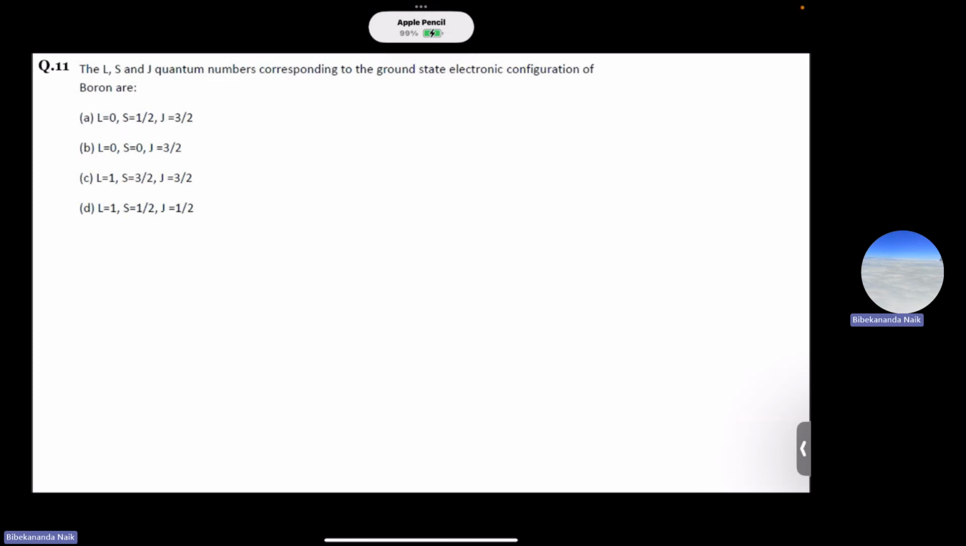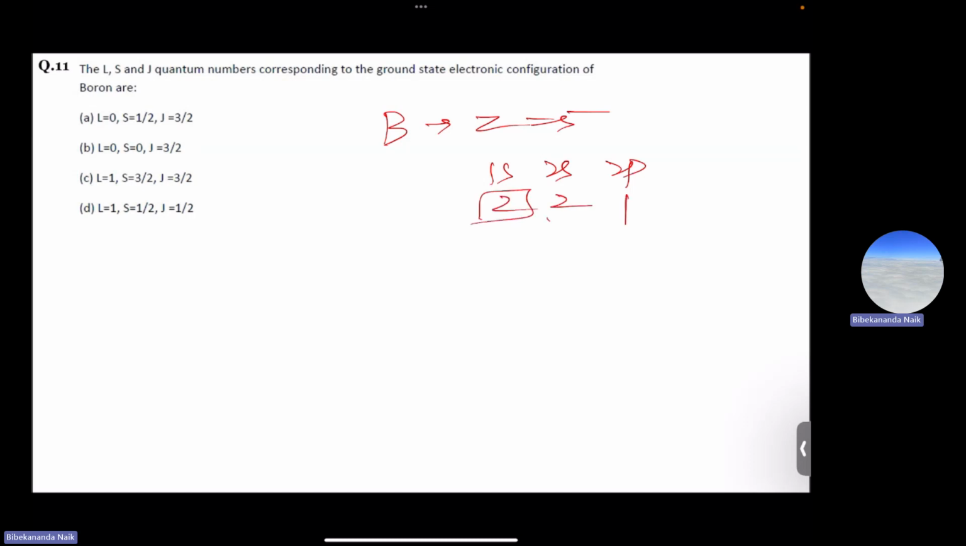So the question says the quantum numbers correspond to the ground state electron configuration of boron. Now boron corresponds to Z equal to 5. So 1s, 2s, 2p: 1s2, 2s2, 2p1. So 1s has 2 electrons, 2s has 2 electrons, and 2p has 1 electron.